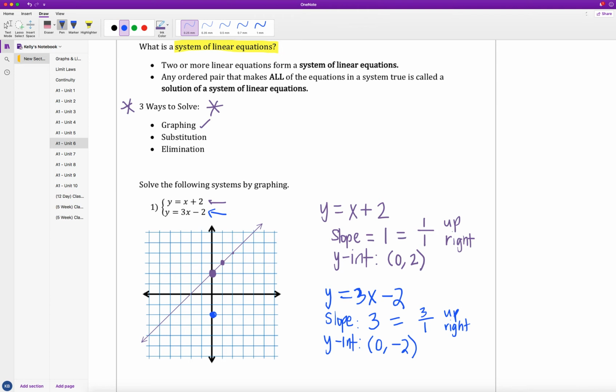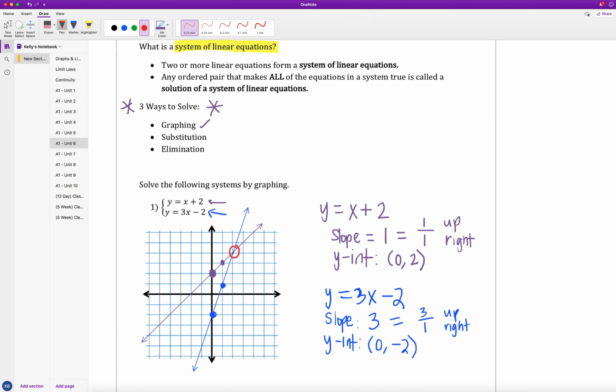So I'll go up 1, 2, 3, and then to the right 1. From here, this is enough to get a straight line, so I can go ahead and insert our straight line here. Again, I want to make sure that I keep extending this across the entire graph so that I can find the place where those two lines intersect. When I look at the graph now, it looks like they're intersecting right here.